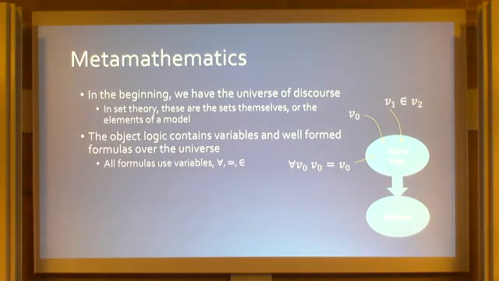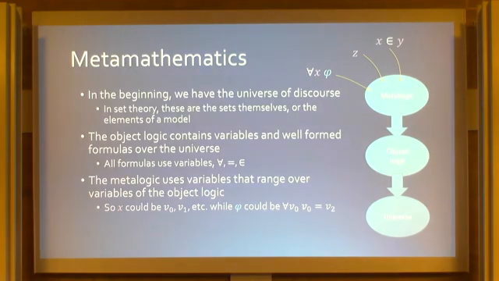And then we have an object logic which talks about this universe. So this is the expressions, the epsilon relations and all these equality. These are just expressions involving v0, v1, and so on. And they denote terms, or they denote formulas in referring to this universe.